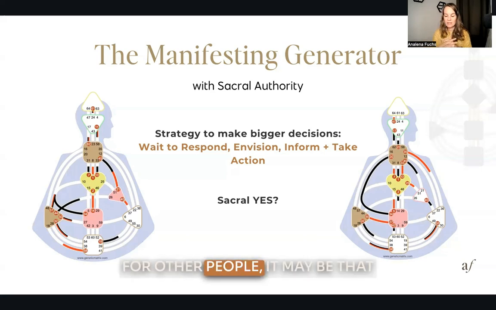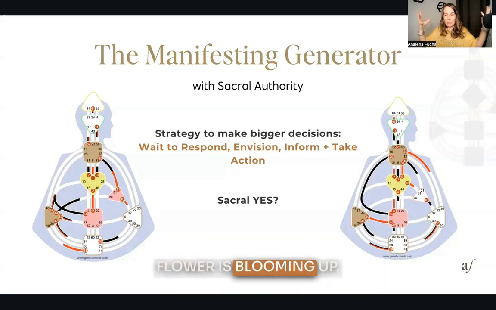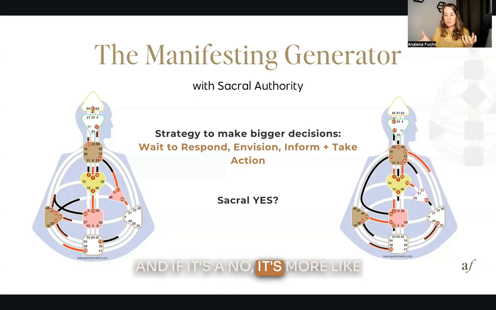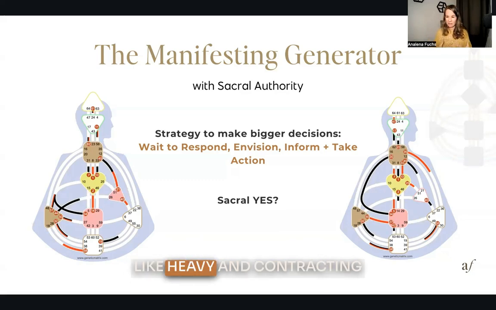For other people, it may be that you actually see visuals, right? That you feel like a flower is blooming. And if it's a no, it's more like the flower is wilting or something is contracting. And also for me, if something is a no, then it feels more like a heavy and contracting sensation, almost like my body's leaning back in some way.